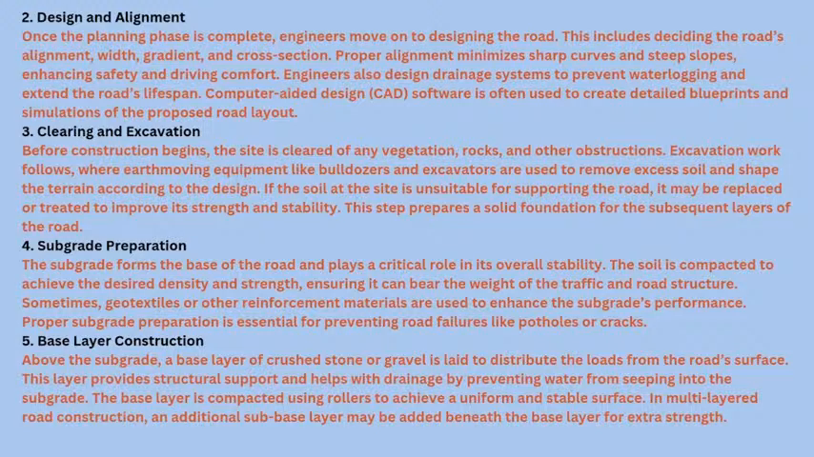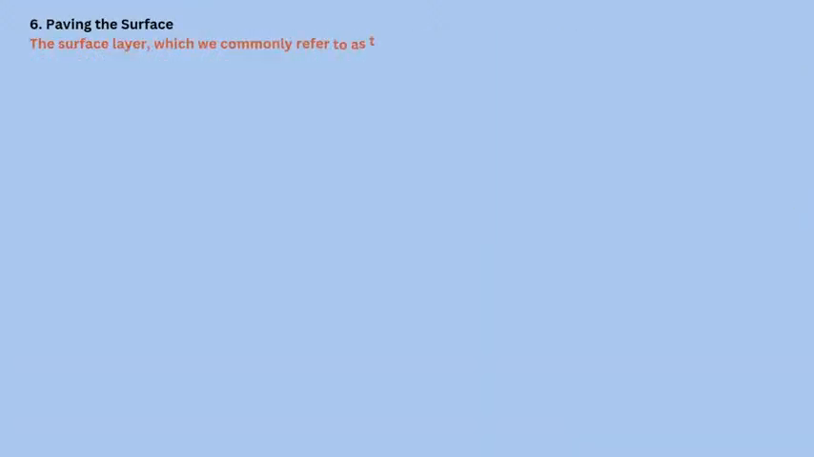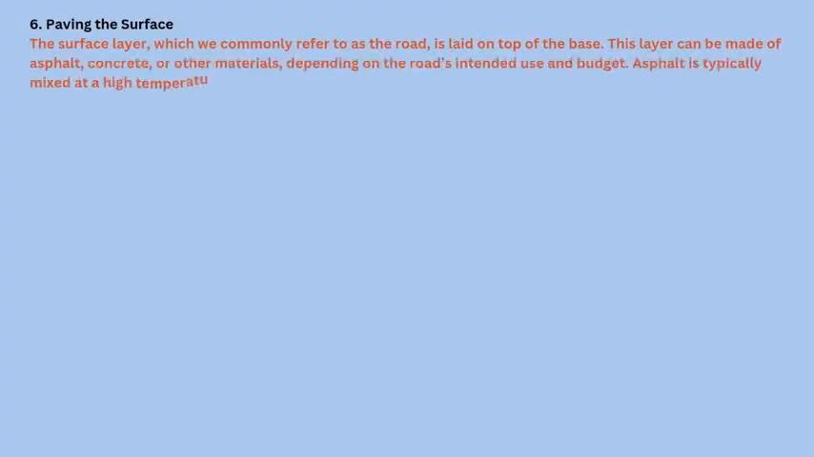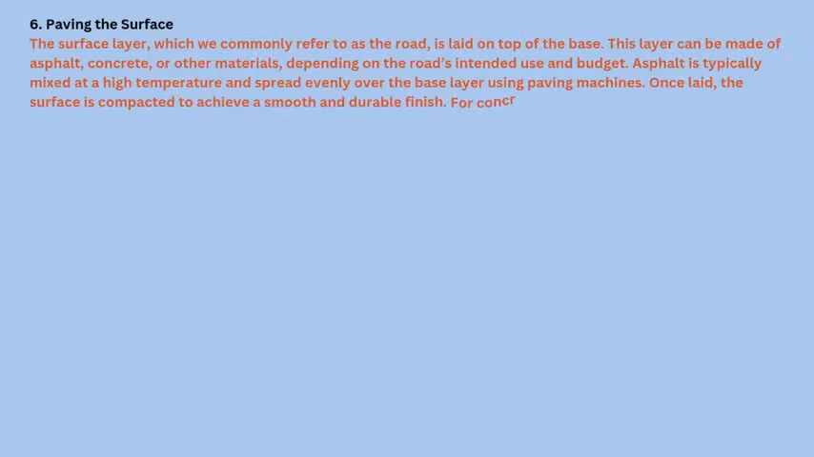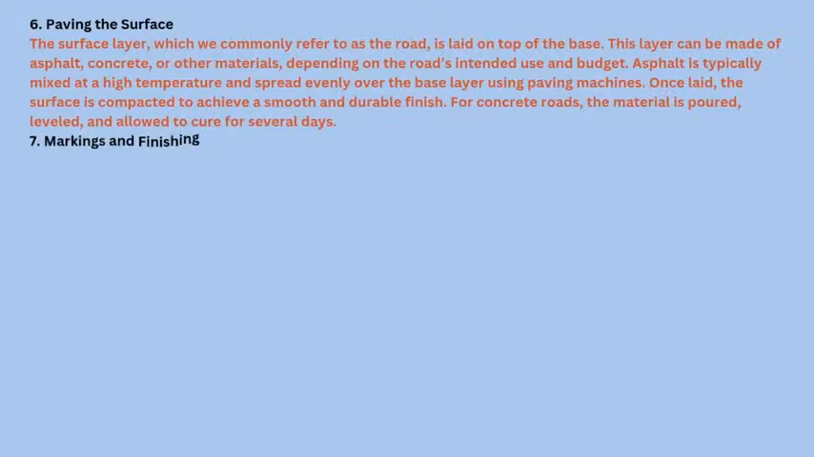6. Paving the surface. The surface layer, which we commonly refer to as the road, is laid on top of the base. This layer can be made of asphalt, concrete, or other materials, depending on the road's needs and budget. Asphalt is heated to a high temperature and spread evenly over the base layer using paving machines. Once laid, the surface is compacted to achieve a smooth and durable finish. For concrete roads, the material is poured, leveled, and allowed to cure for several days.